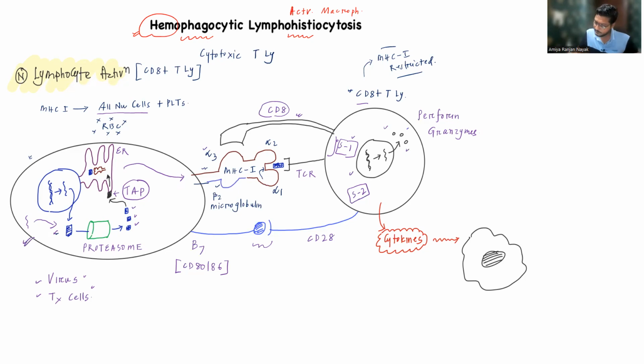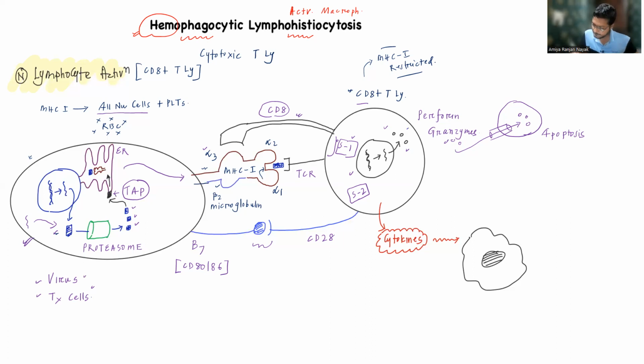I'll show that here. So if you see, this is the affected cell. Now these porphyrins will make pores in this affected cell. And these granzyme molecules, these are the granzyme proteins, will go into the affected cell. And once they go into the affected cell, they will initiate the process of apoptosis. So once cytotoxic T lymphocytes are activated, they will produce porphyrins and granzymes. Porphyrins will make pores in the affected cell, and the granzymes will go into the cell and initiate the process of apoptosis.